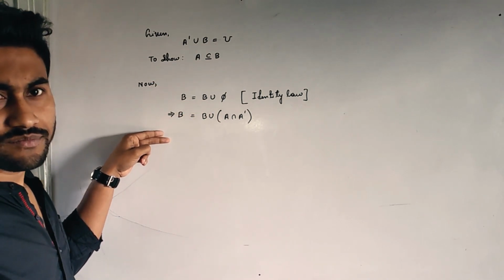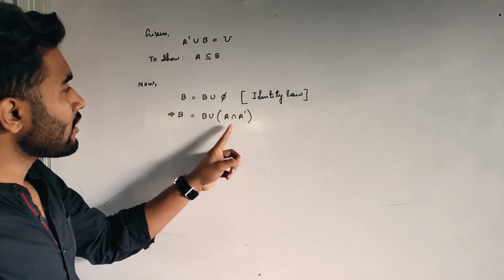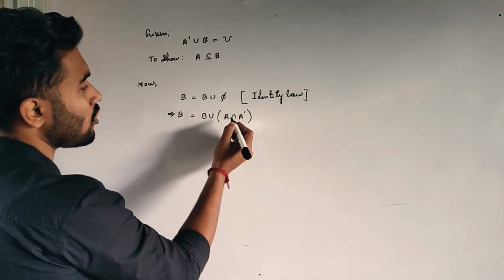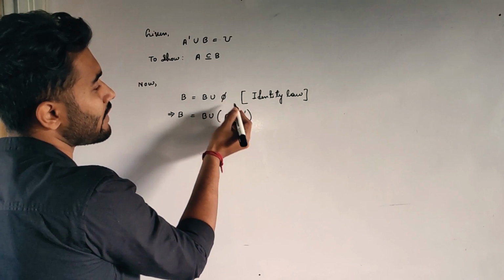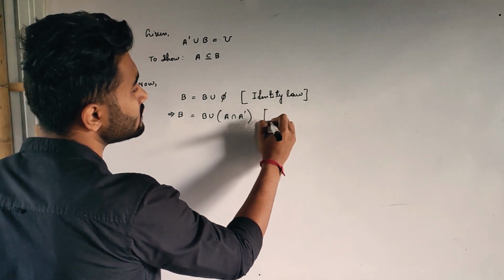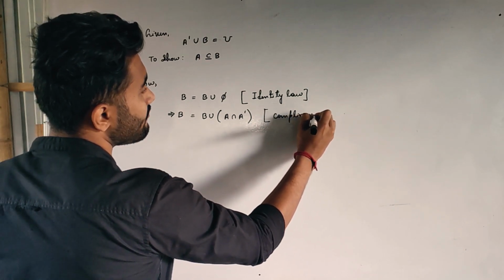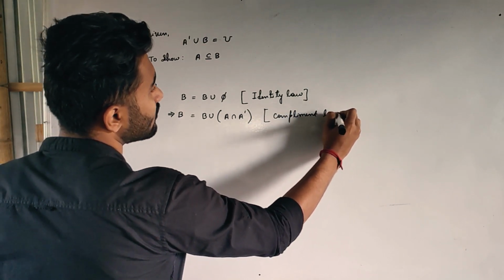These are the two steps. You have to use A complement and the answer should also be equal to phi because it should be balanced, right? And this law is known as what? A intersection A complement is phi. Complement is there, so this law is known as complement law.